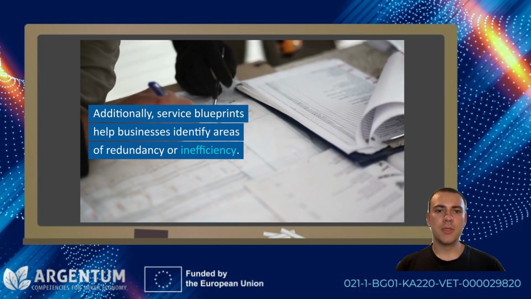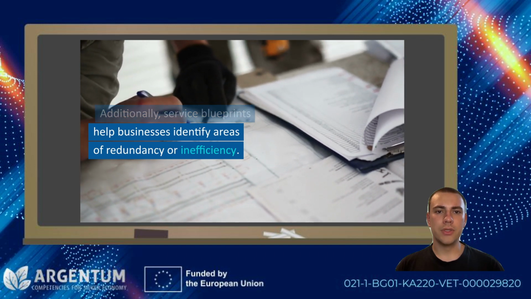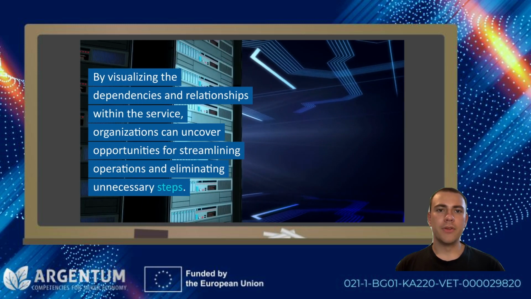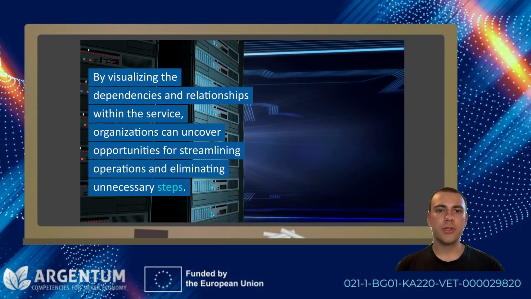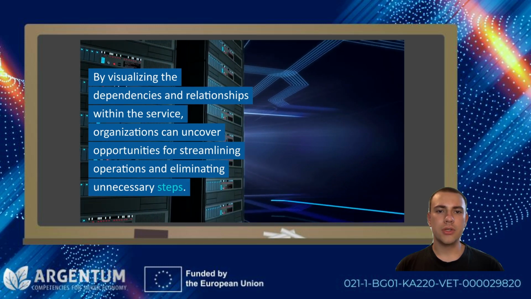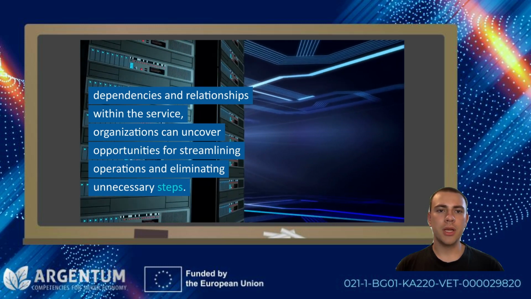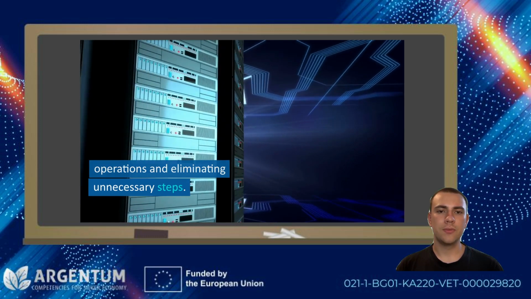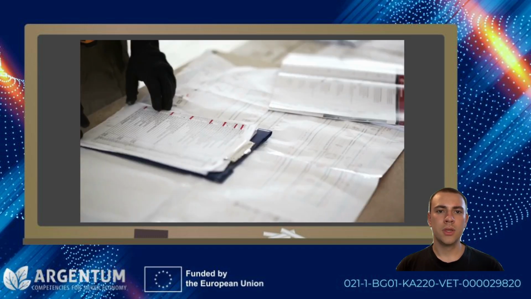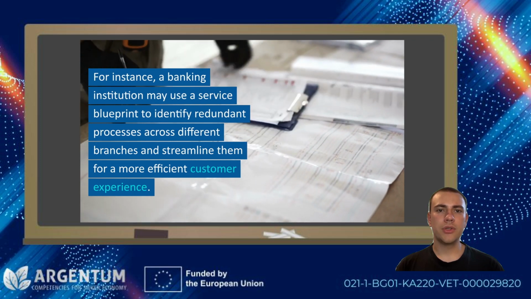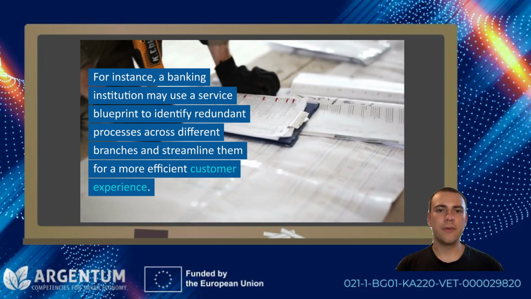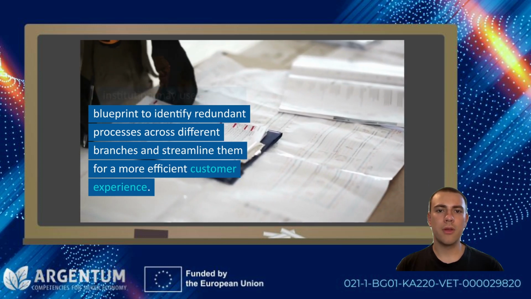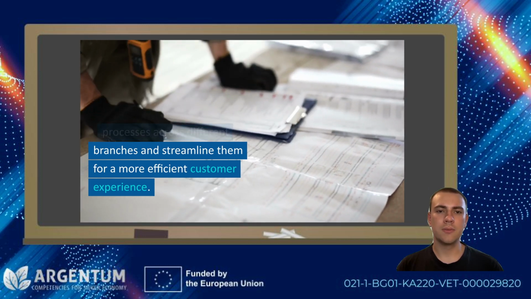Additionally, service blueprints help businesses identify redundancy or inefficiency. By visualizing the dependencies and relationships within the service, organizations can uncover opportunities for streamlining operations and eliminating unnecessary steps. For instance, a banking institution may use a service blueprint to identify redundant processes across different branches and streamline them for a more efficient customer experience.